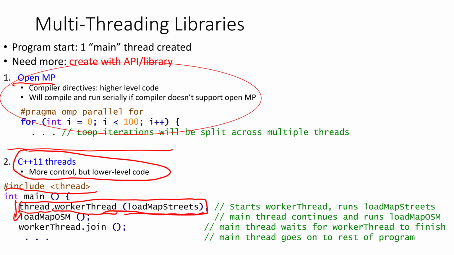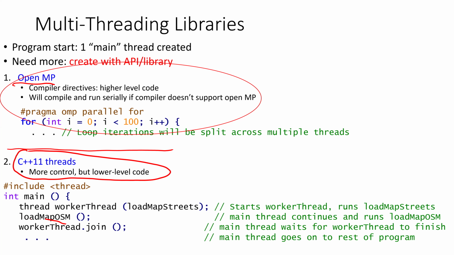Now, before I go to the rest of the program, my main thread is going to finish this load map OSM, and it would just keep running. And here there's a danger. What if it finishes the OSM processing before the other thread has finished all the streets processing? And it goes on to the rest of the program, and the rest of the program expects that both those databases are alive. This would be unsafe. That would be considered a race condition. So I don't want that.